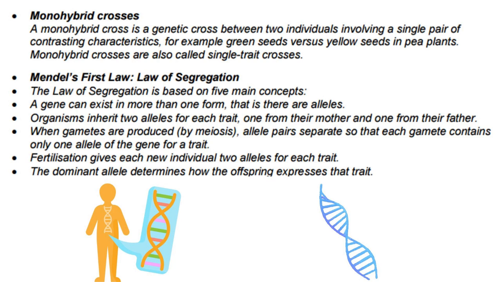Fertilization gives each new individual two alleles for each trait. The dominant allele determines how the offspring expresses that trait.